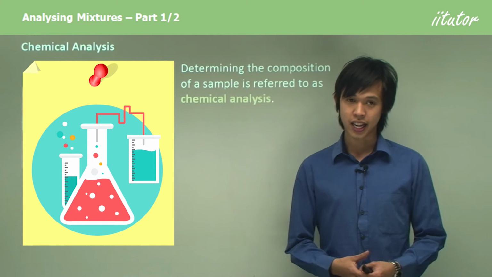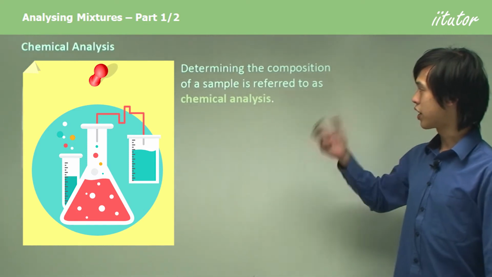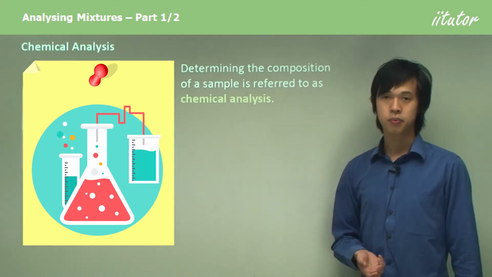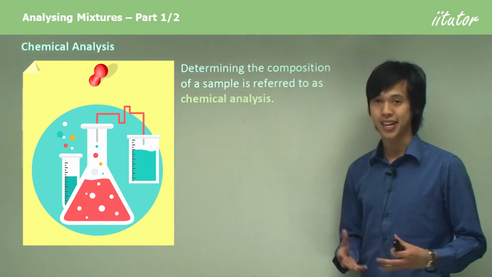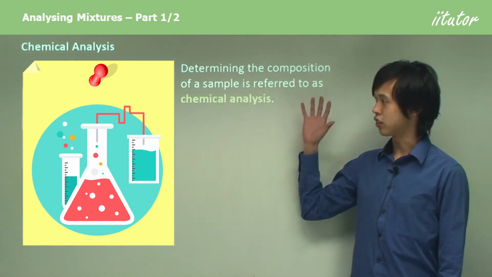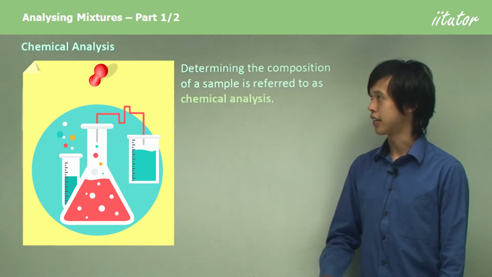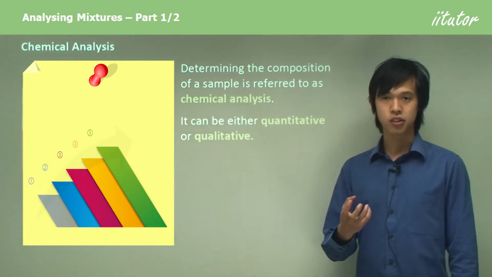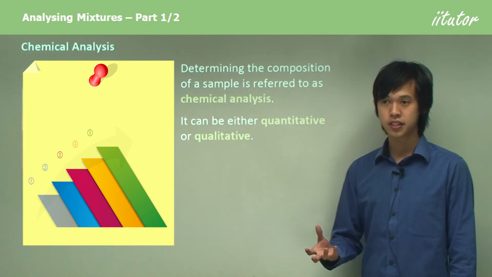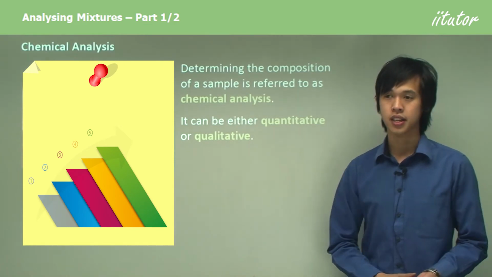So in terms of chemical analysis as a whole, we want to determine the composition of a sample, and that's what we call chemical analysis, okay? So when we are looking to figure out what's inside this substance, that's when we talk about chemical analysis. In chemistry, we can either have a quantitative analysis or a qualitative analysis.